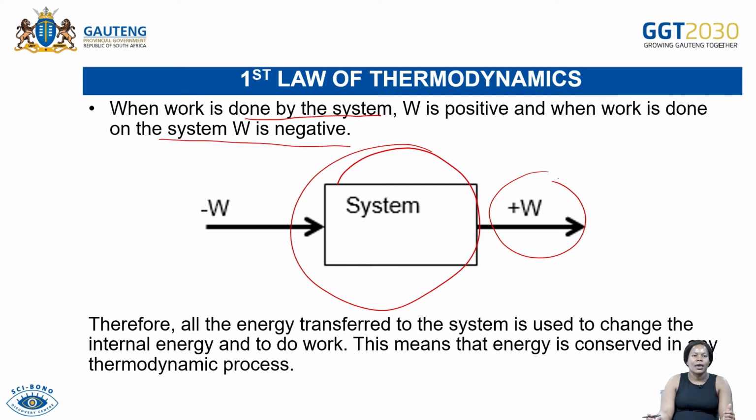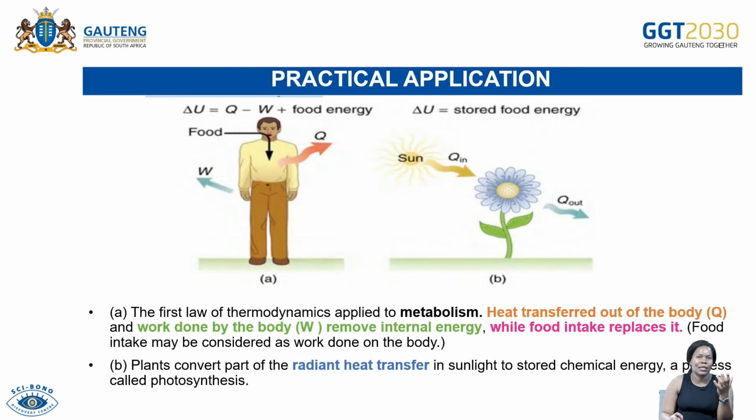Therefore, all the energy transferred to the system is used to change the internal energy and to do work, because there has to be a reason why this energy is being transferred into the particular system. It has to increase the internal energy of the system and also to do work. That is why we say the energy is conserved in any thermodynamic process that exists.